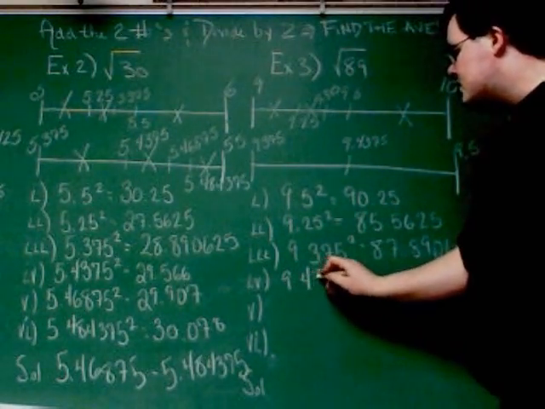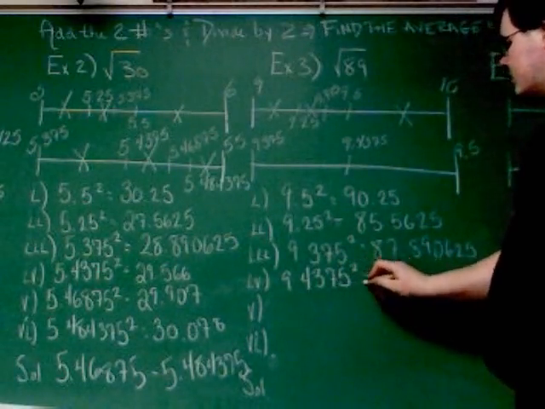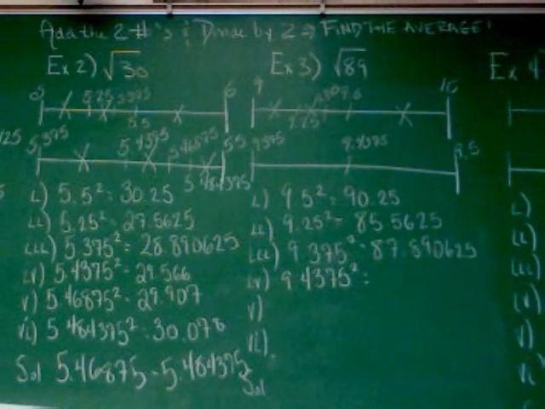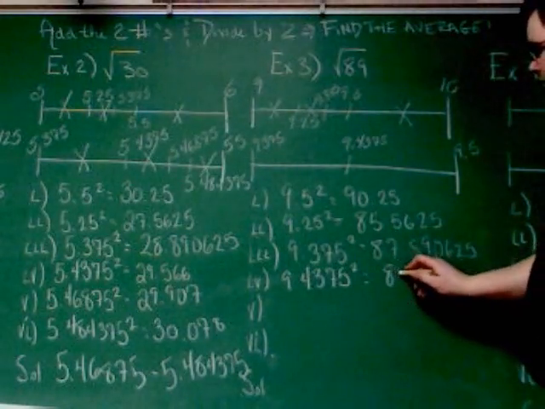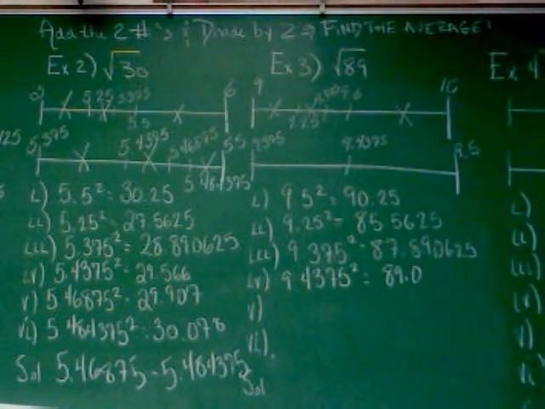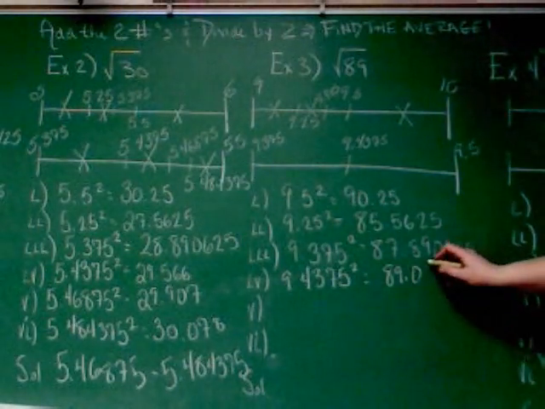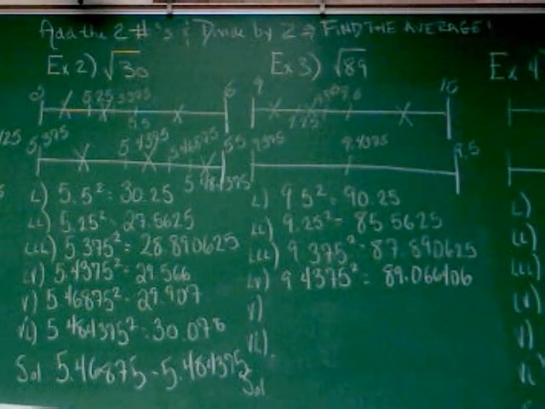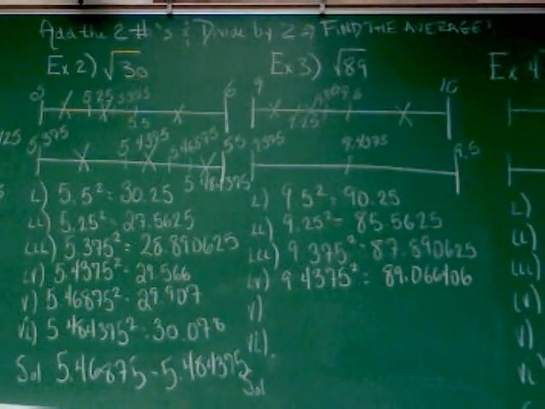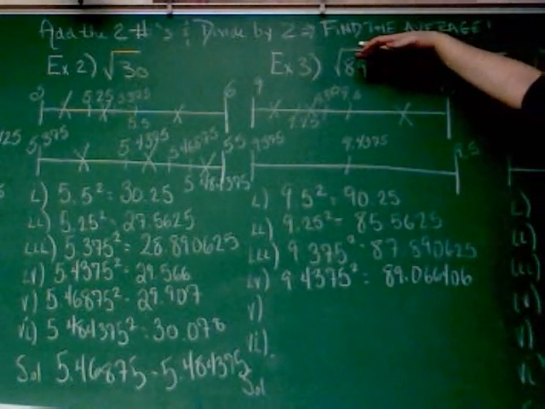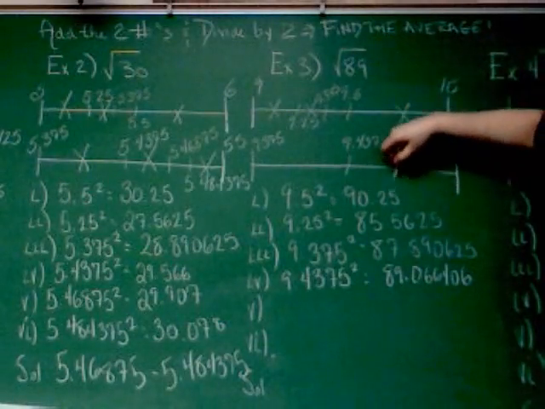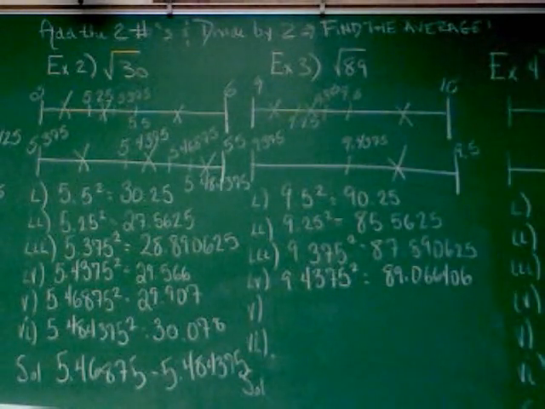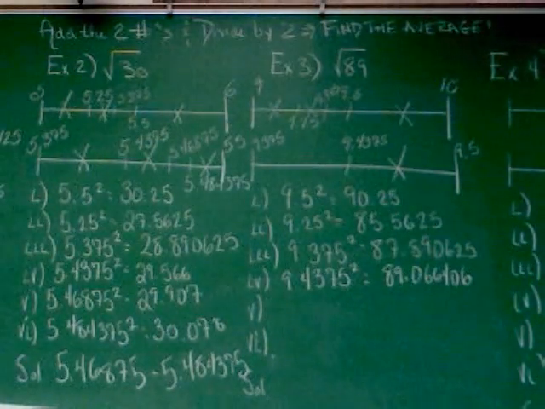Take 9.4375 and square it. 9.4375 squared is 89.066406. Compared to 89, is that too big or too small? Too big, so I've got to cross out everything bigger. So now I'm in the range between 9.375 and 9.4375.